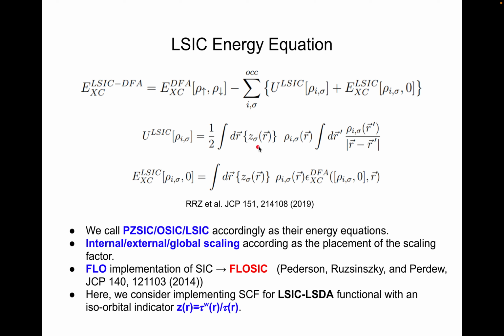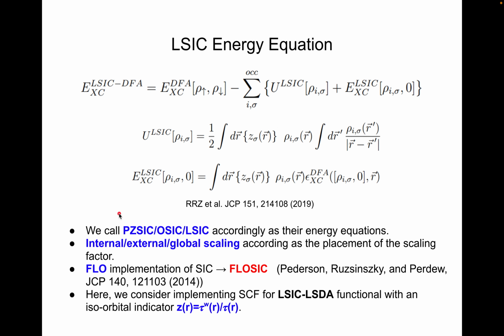This quantity will adjust the amount of the self-interaction corrections point-wise in space. So at some of the points where the self-interaction is significant, this scaling factor will apply the full effect of the SIC, while at other places where you don't need much self-interaction correction, this z will scale it down to make it not so much correction. So in the case of the LSIC, the correction is done point-wise in space according to the quantity of z.